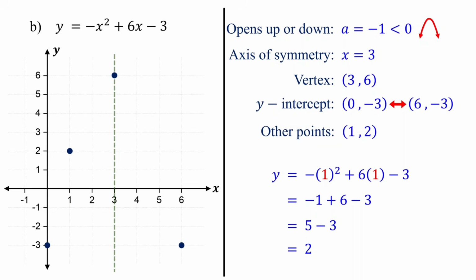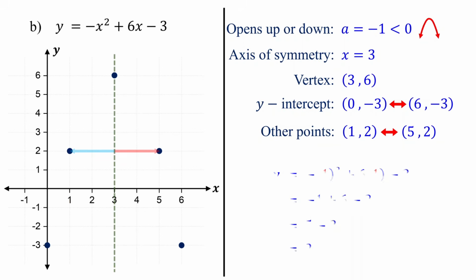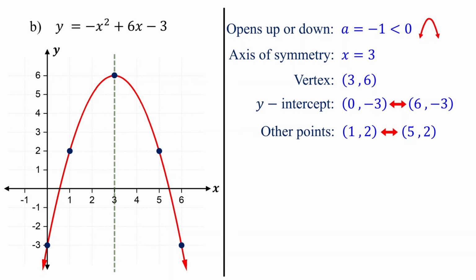Plot this point on the graph. Now, just as we located a point symmetric to the y-intercept across the axis of symmetry, we also locate a point symmetric to this point across the axis of symmetry. This point is 2 units to the left of the axis of symmetry, right? So, a point 2 units to the right of the axis of symmetry, which is 5, 2, is also on the parabola. Now, connect these 5 points to plot a parabola opening downward.